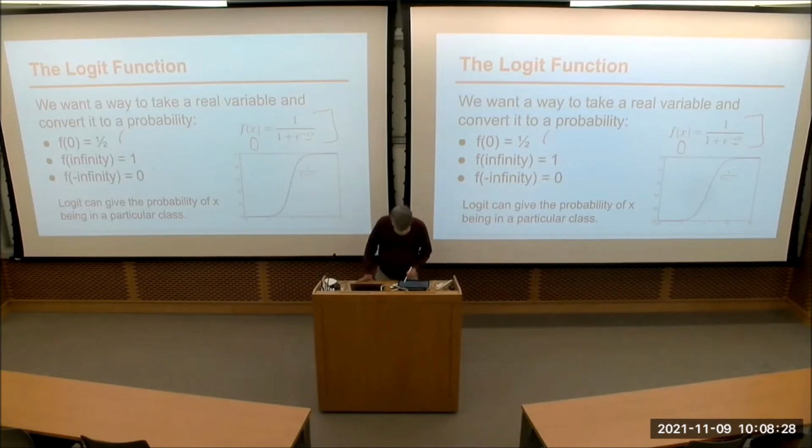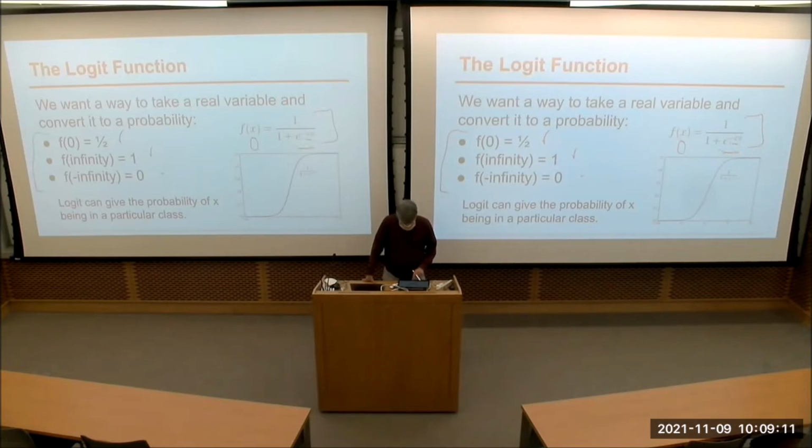As x became larger and larger, because this exponent was negative, e to the minus x is going to get smaller and smaller. This is going to approach 1. So the more positive it is, the closer to 1 it is. If x is negative, negative is positive, e to the positive gets bigger and bigger, goes to infinity. 1 over infinity goes to 0. Okay. This function, the Logit, as we saw before, does what we want. It turns something into a probability.